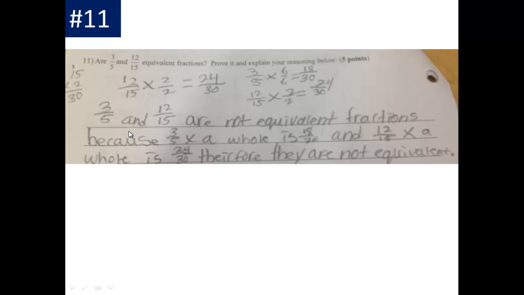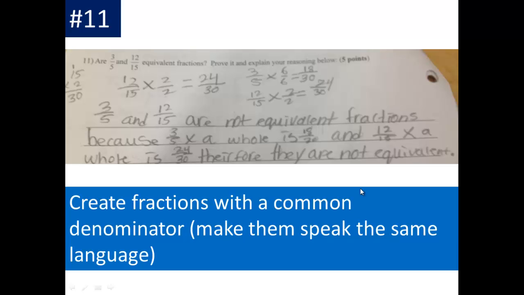Listen to this response. 3/5 and 12/15 are not equivalent fractions because 3/5 times a whole is 18 over 30, and 12/15 times a whole is 24 over 30. Therefore, they are not equivalent. If you tried to make them speak the same language and the numerators were the same, then those fractions would be equivalent. So another strategy you could use is create fractions with a common denominator, make them speak the same language. Then check, like this Kipster did, to see if the numerators are the same. They are not, therefore these are not equivalent fractions.